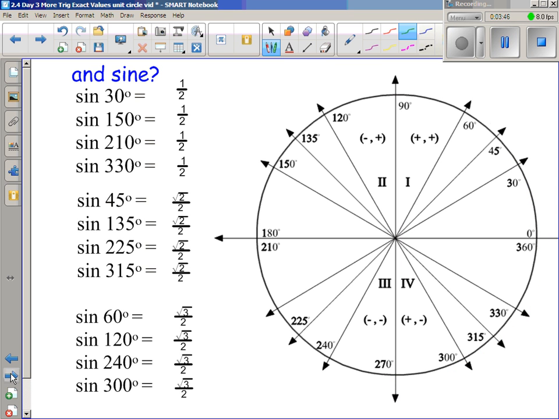If we take a look at sine, the positive and negative is separated by the x-axis. Take a moment here, hit pause, and see if you can determine the negative values. Okay, those are going to be values below the x-axis. So that's all these.